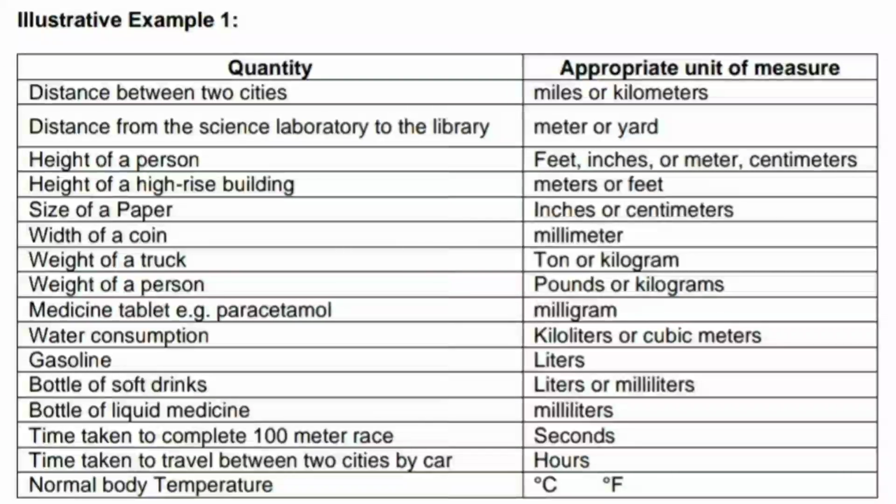Okay, so we have column 1, column 2, quantity and the appropriate unit of measure. Okay, so we have distance between two cities. So what we're going to use is miles or kilometers. Distance from the science laboratory to the library. Okay, so the appropriate unit of measure, meter or yard. And for the height of a person, okay, so what are the appropriate units of measure? Feet, inches, or meter, or centimeters.